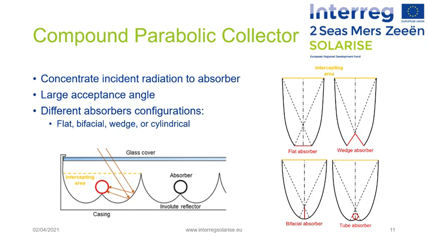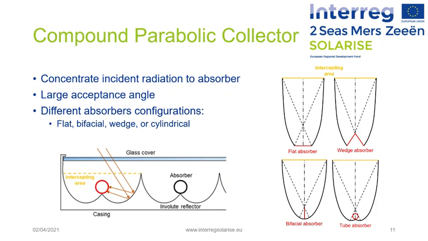Compound parabolic collectors can accept incoming radiation over a relatively wide range of angles. By using multiple internal reflection, any radiation entering the aperture within the collector acceptance angle finds its way to the absorber surface located at the bottom of the collector.